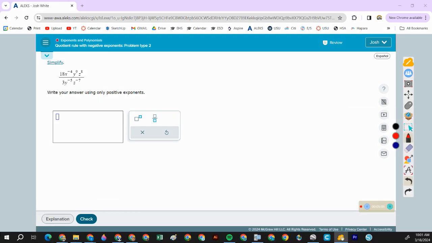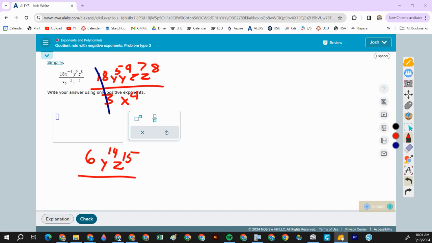All right. So any negative exponents are going to flip sides. So we get 18 y to the 5th, y to the 9th, z to the 7th, z to the 8th over 3x to the 4th. 18 and 3 turn into a 6. Then I have 14 y's and 15 z's on top, and then x to the 4th on bottom. So just move all the negatives to the other side and then simplify.